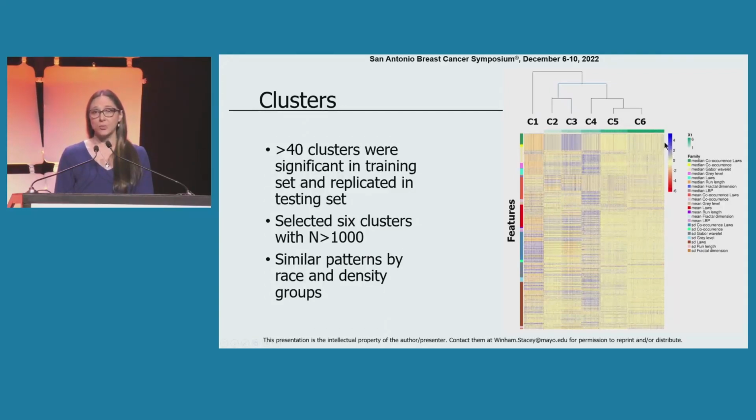The scale refers to the actual value of the feature, where blue is a high feature value, red is a low feature value. For patients in cluster 1, they have relatively low values of the median co-occurrence laws features, as compared to patients in cluster 3 that have high values. We saw similar patterns when we stratified by race and density groups.